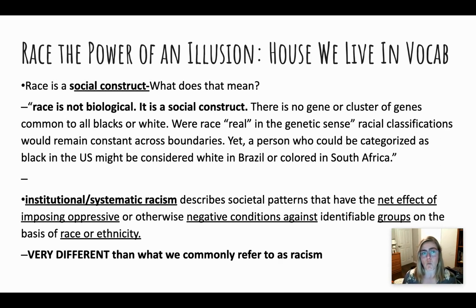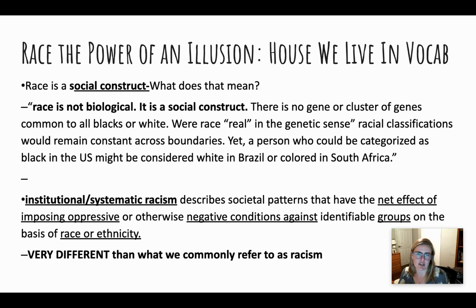So, two things. One, race is a social construct. What does that mean? It means that we as people make it. We construct it. It's not a biological thing. It's not a genetic thing. It's something that we as people have decided. And so we know that this has changed over history as well as geographically. How we classify people in the United States is different than other places.